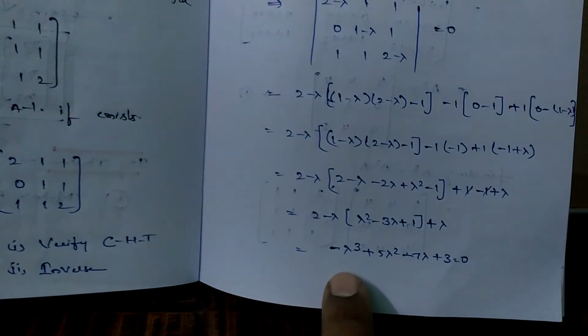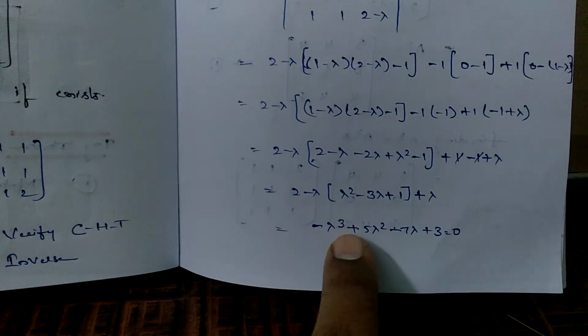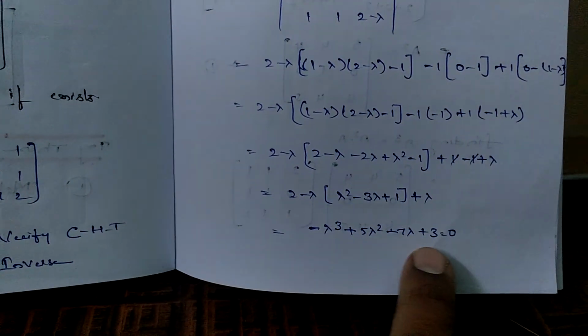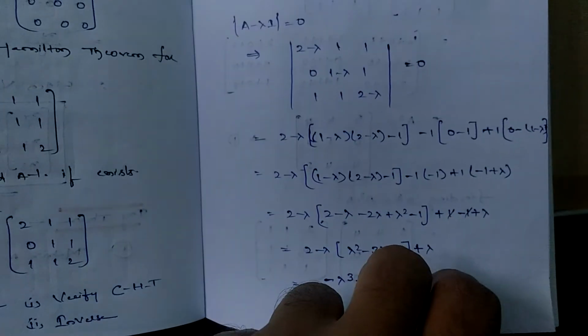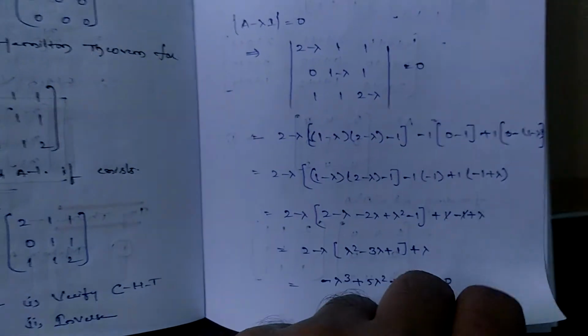So after doing all that, in the simplification part, lastly we get minus lambda cube plus 5 lambda squared minus 7 lambda plus 3 equal to 0, guys. So this is the characteristic equation for the given matrix.